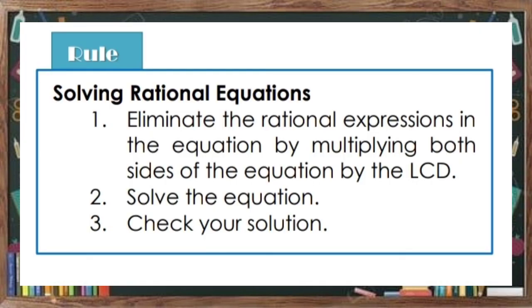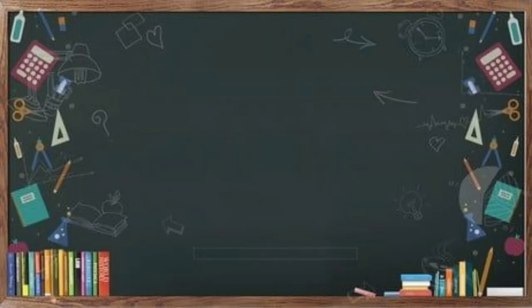Okay, so in solving rational equations, kailangan nating tandaan itong mga rule na to. So, first, we need to get the LCD and multiply it to both sides of the equation. Number 2 is to solve the equation. And number 3 is to check if our solutions are correct. And that's all.